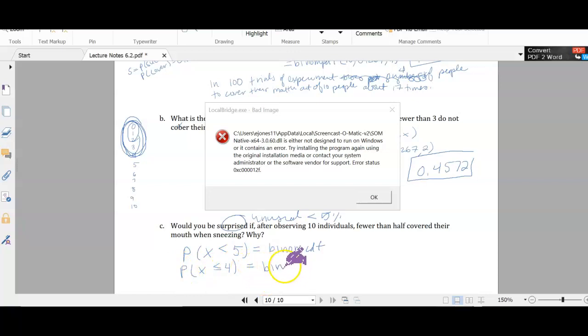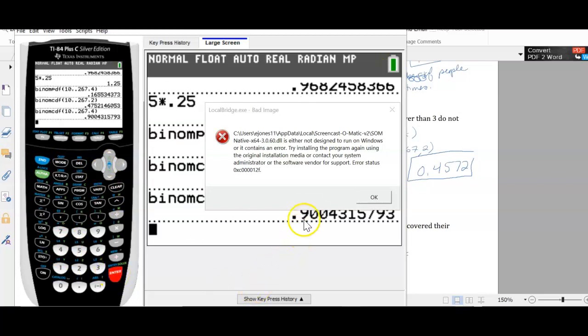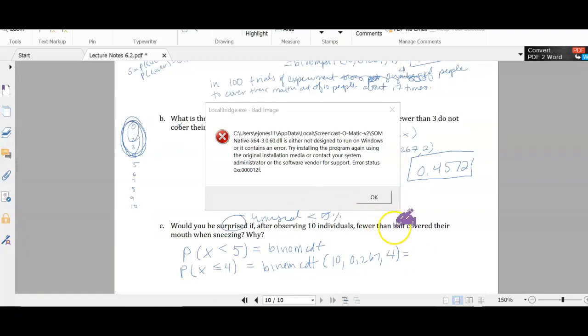You have the binomial CDF of my N, which was 10, my P, which is 0.267, and my 4 is fewer than half. You go through and you do this. I'm just going to redo the answer real quick and change this to a 4 instead. And I get 0.9004. Which is not less than 5%, it's 90%, so I would be not surprised.